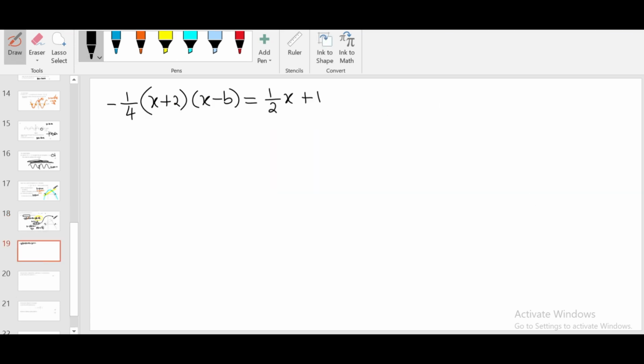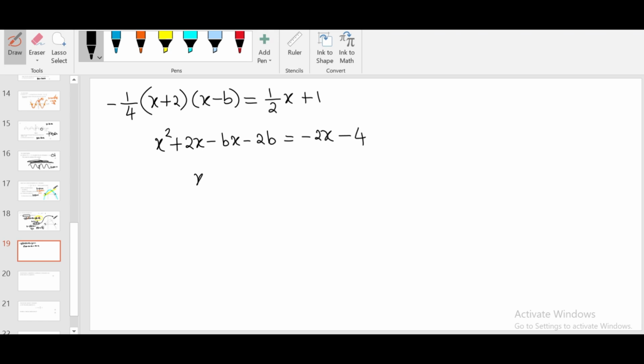So when you reach this step, usually we will open the bracket and solve it, right? When you open the bracket, you will get x squared plus 2x minus bx minus 2b is equal to, bring the negative 4 this side, you will get negative 2x minus 4. Put everything on one side and solve the quadratic.